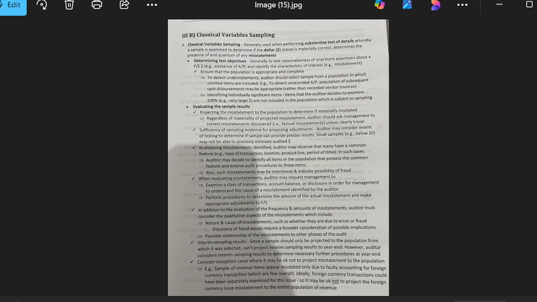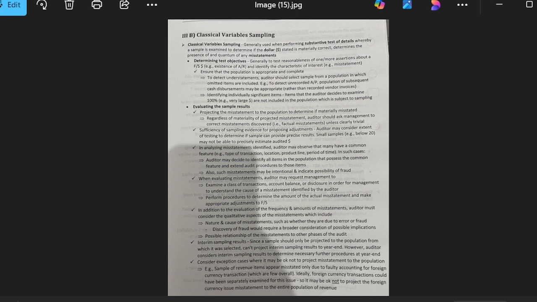In analyzing the misstatements identified, the auditor may observe that many have a common feature. In such cases, the auditor may decide to identify all the items in the population that possess the common feature and extend audit procedures to those items. Also, such misstatements may be intentional and indicate the possibility of fraud. When evaluating the misstatements, the auditor may request management to examine the class of transactions, account balances, or disclosures in order for management to understand the cause of the misstatement identified by the auditor and to perform procedures to determine the amount of the actual misstatement and make appropriate adjustments to the FS.